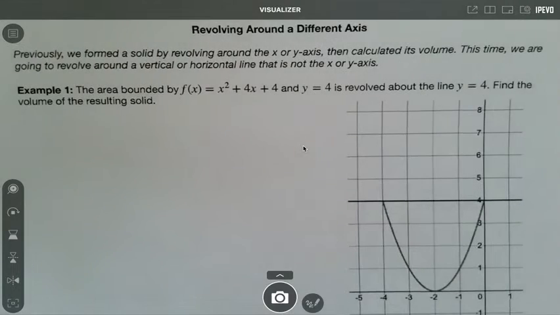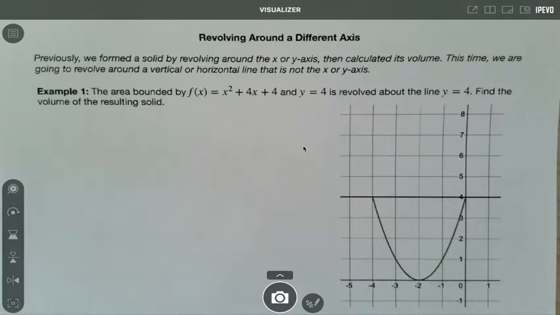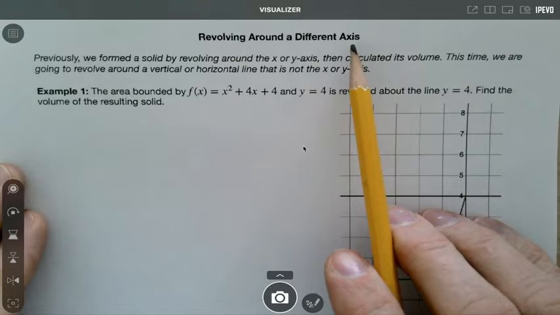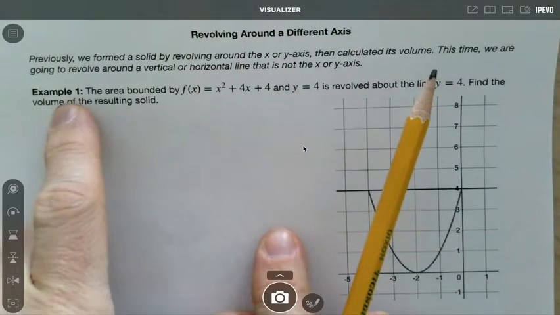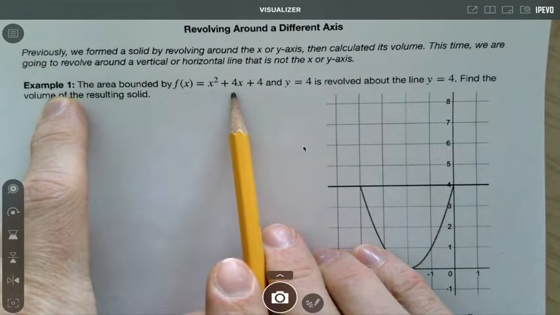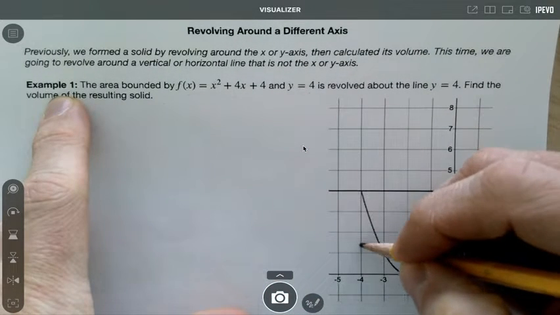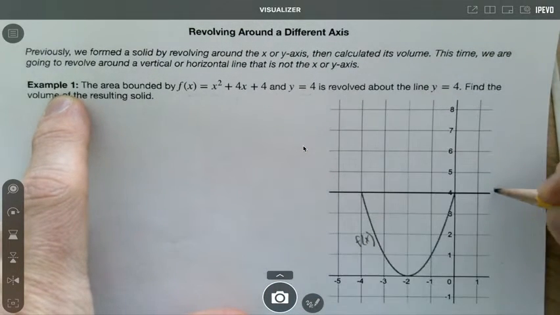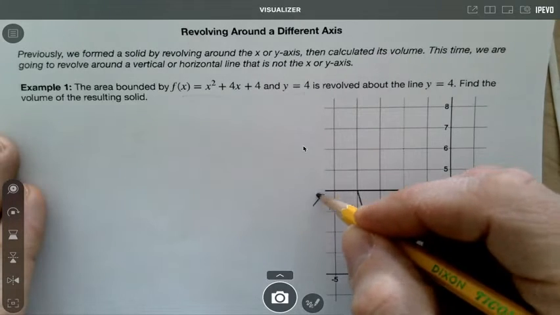So basically, we're going to use the disk method again. It's just rather than revolving around the x or y axis, we're going to revolve around a different axis, meaning a vertical line or a horizontal line that lies somewhere else. So if we look at example one, I'm giving you a function, I'm giving you a line, and so here's our f of x, here's our y equals 4 horizontal line.